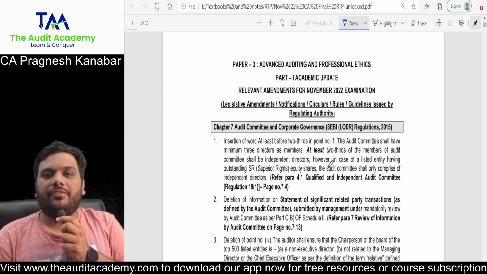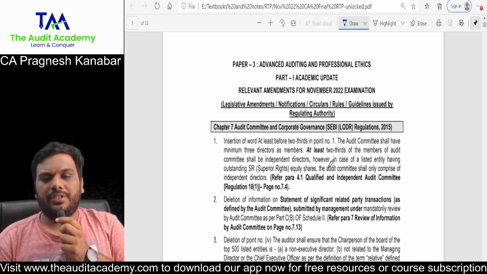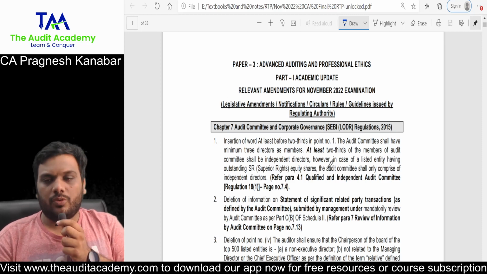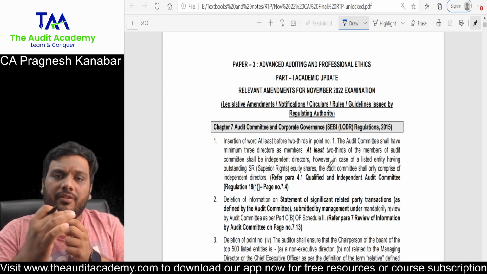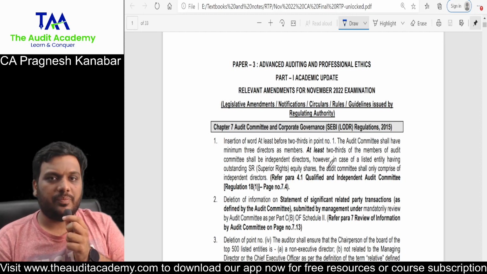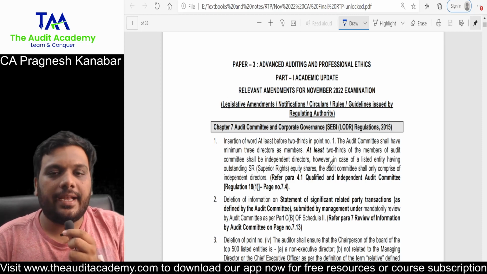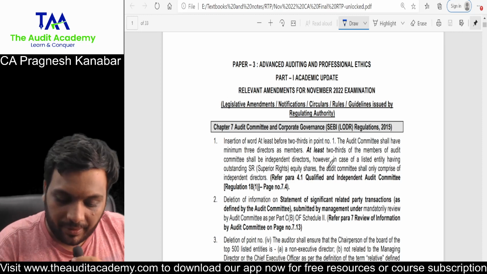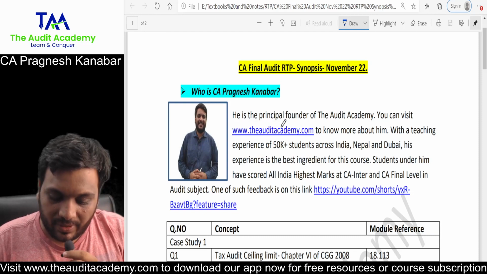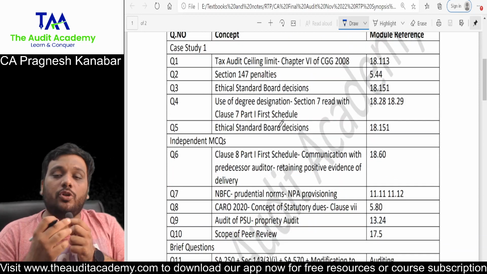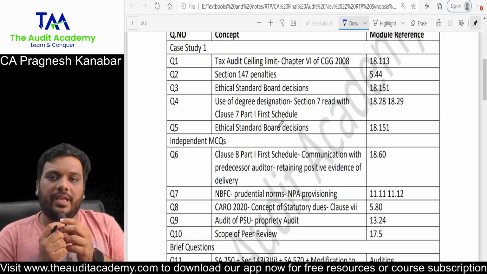Now, we have the RTP for November 22 which has been issued by the ICAI, and we are going to decode that RTP in a very smart, crisp manner in this particular video. The unique thing about this video is that I am not just going to tick mark on the RTP. Obviously, I have prepared one synopsis which can be really helpful for you to understand which kind of concepts they have covered.